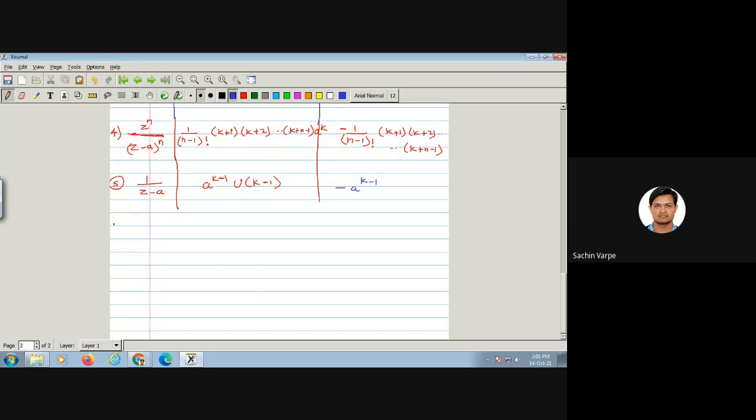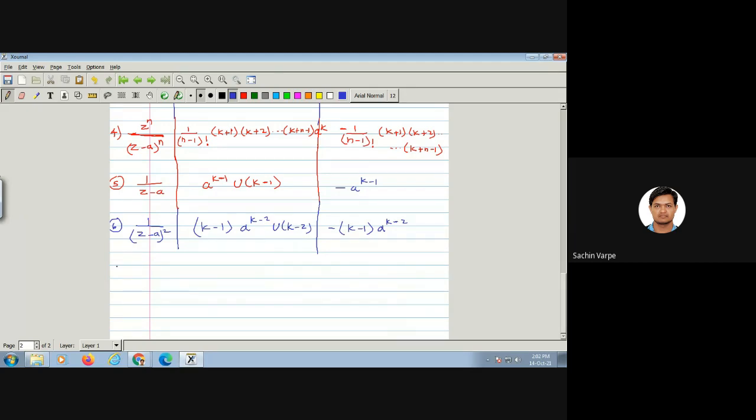Sixth one, inverse z transform of 1 upon z minus a the whole square. That will be k minus 1 a to the power k minus 2 u of k minus 2 in terms of unit step function. And in this region, it will be minus of k minus 1 a raised to k minus 2 u of minus k plus 1, and so on.